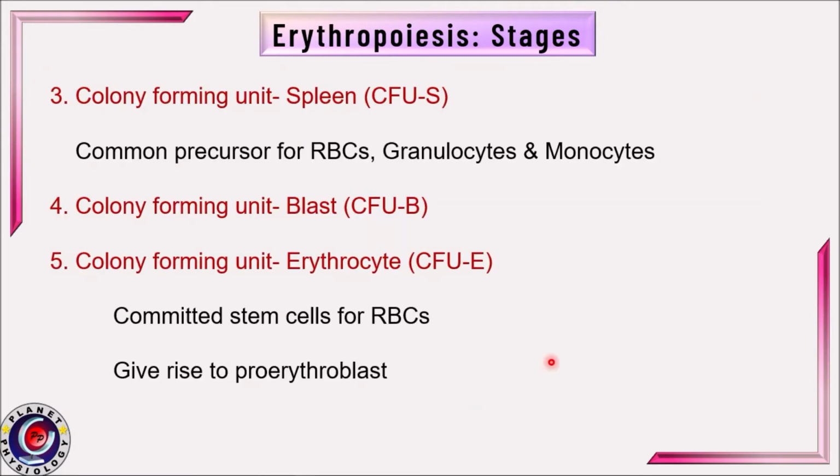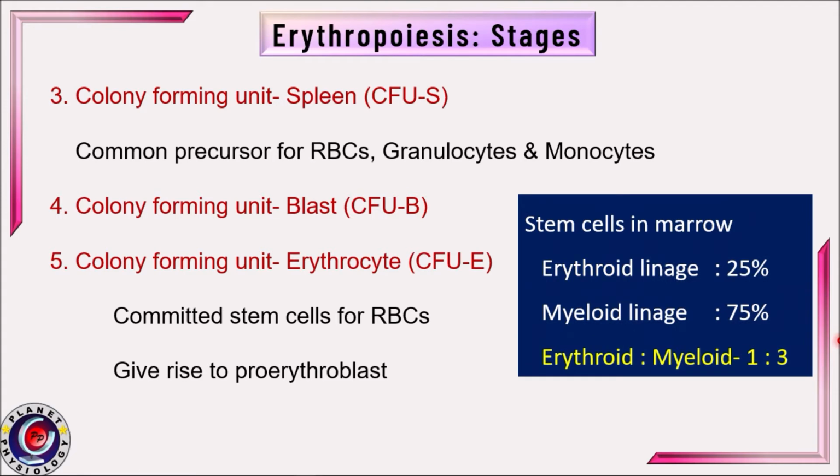The next cell is the colony forming unit spleen, and this is again the common precursor for RBCs, granulocytes as well as monocytes. Colony forming unit spleen further differentiates to form colony forming unit blast, which in turn differentiates to form colony forming unit erythrocytes. So these are committed stem cells for production of RBCs, and they give rise to the proerythroblast, which is the first cell that can be identified as belonging to the RBC series.